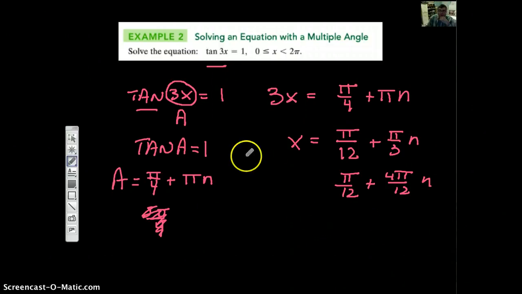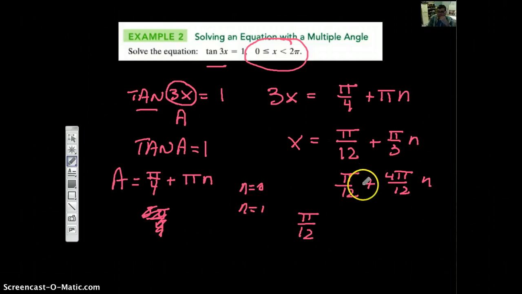Now we want all of the values, here's the key, all of the values beginning with 0, ending at 2 pi. So we do n equals 0. If I plug in n equals 0, I get pi over 12. That's one answer. N is equal to 1. If n is equal to 1, I have pi over 12 plus 4 pi over 12, which is 5 pi over 12. That's another answer. And if I put n is equal to 2, I'm going to have another 4 pi, which is 9 pi over 12. I keep on adding 4 pi each time.